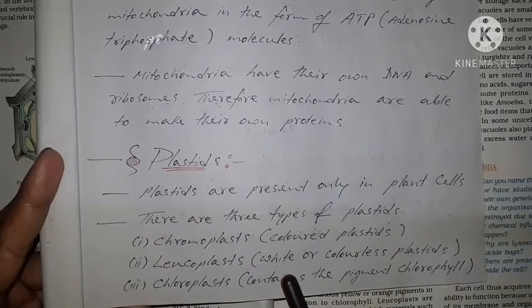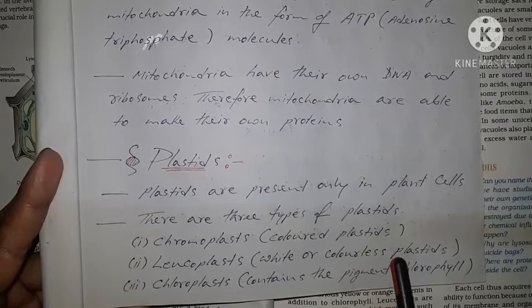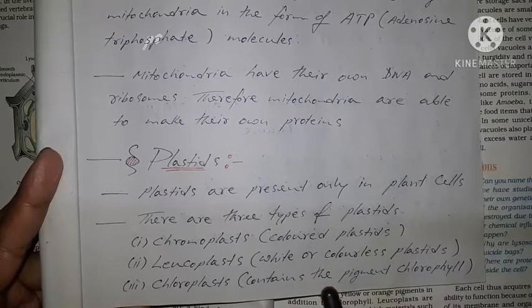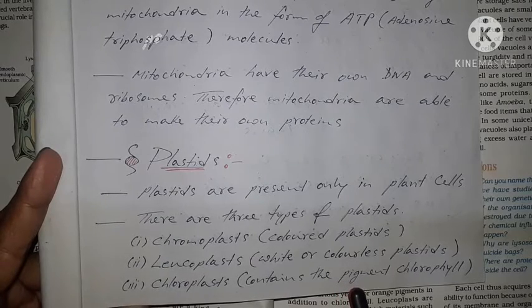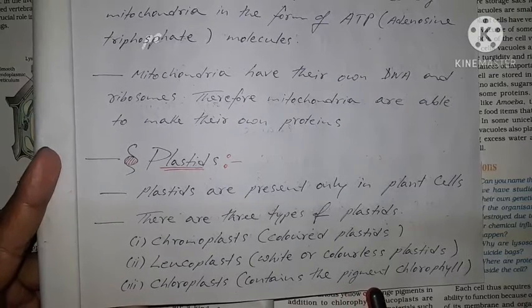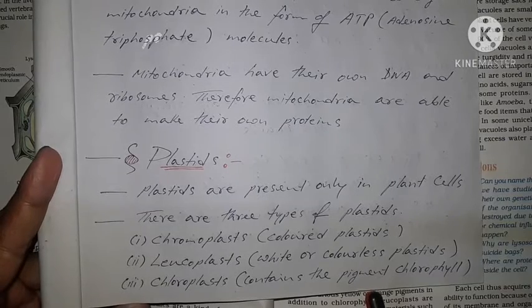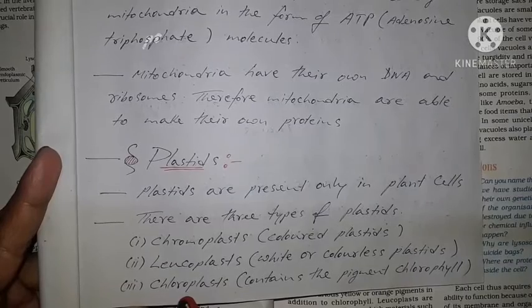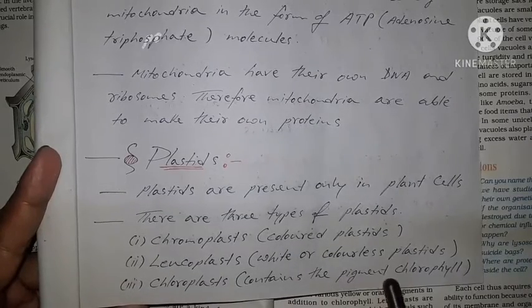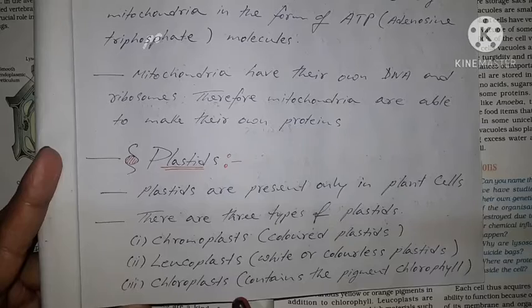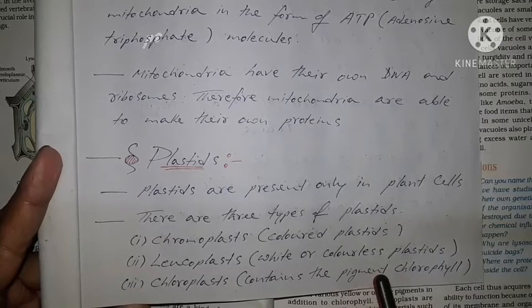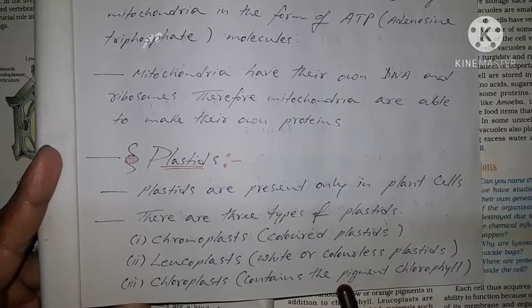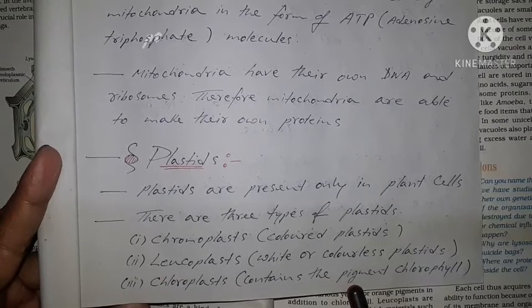Leucoplasts are white or colorless plastids. Different kinds of protein, starch and other food materials are made in these leucoplasts. The last one is chloroplast, which contains the pigment chlorophyll. It is found in the leaves, the green part, and is responsible for the process of photosynthesis.